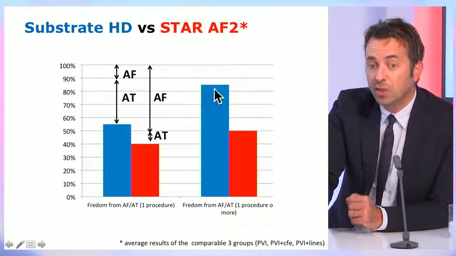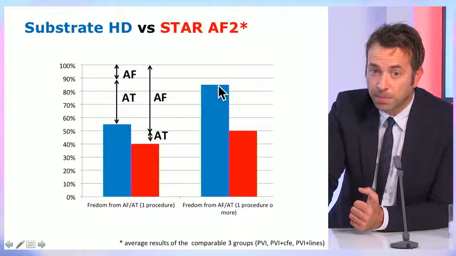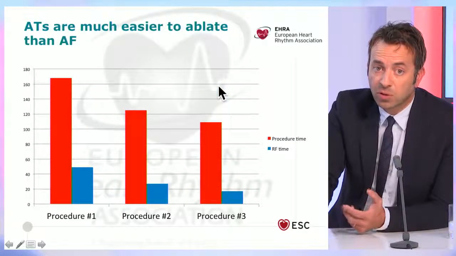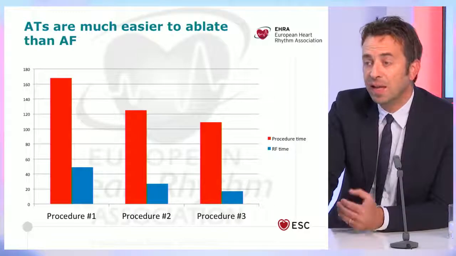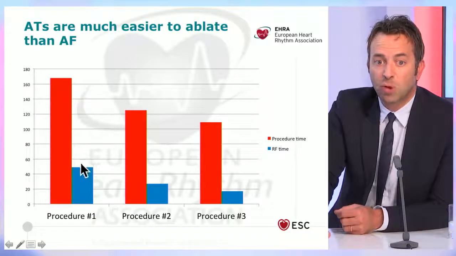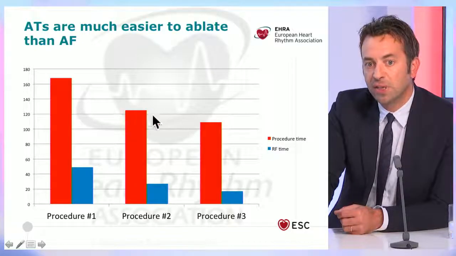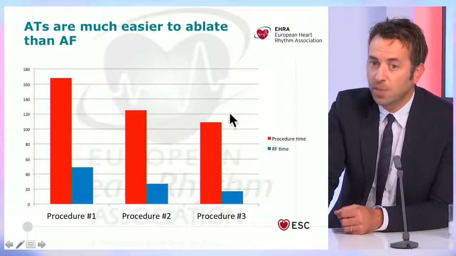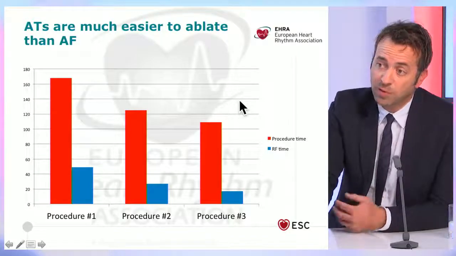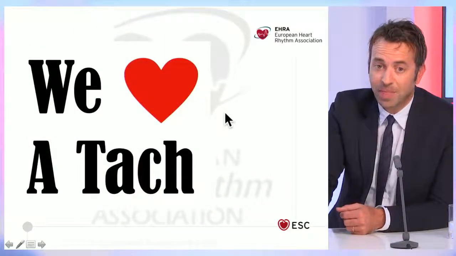And if you look at the success rate after multiple procedures, we can imagine that this patient with AT are this one in sinus rhythm, and this patient with AT are this one in sinus rhythm. And of course, ATs are much easier to ablate than AFib, which is a complex arrhythmia. So you can see here the procedure time and the radiofrequency time. First procedure of AFib, second procedure, third procedure, and of course it's more and more simple and more efficient. So in case of recurrence after a persistent AFib, we prefer, of course, AT than AFib. We love AT, of course.